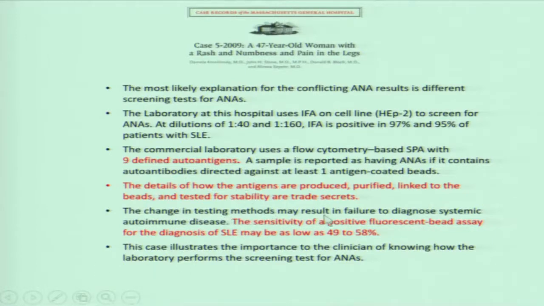Now, the changing in testing methods may result in failure to diagnose systemic autoimmune disease. And in this particular review, the sensitivity of a positive bead assay for SLE may be as low as about 50%, okay? So again, you will hear again and again during the presentation that there are relative advantages and disadvantages of the two methods, but in general, the fluorescent ANA is more sensitive for the diagnosis of our diseases.